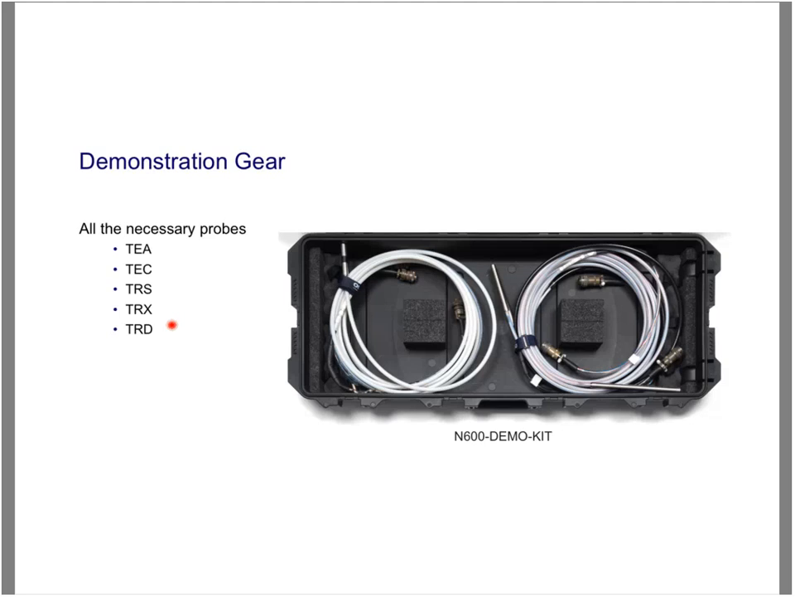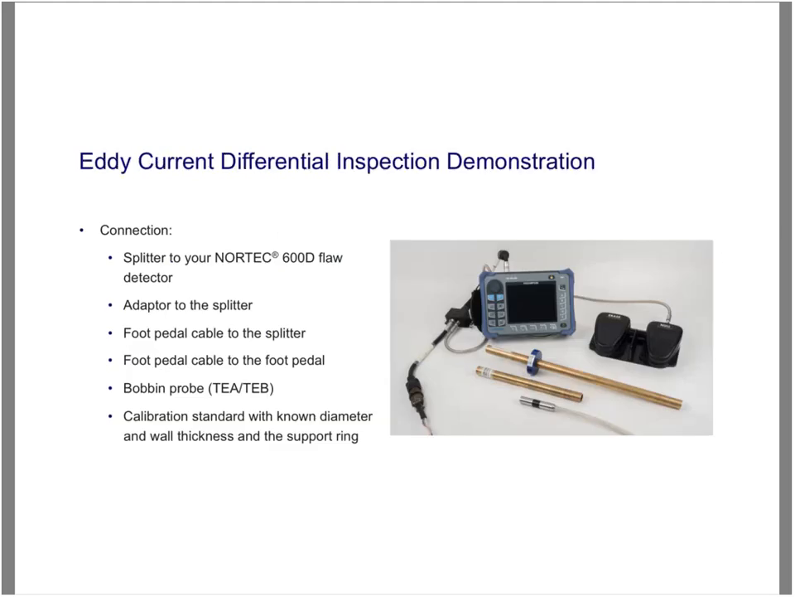So this is what we'll be using today. And the hookup all looks about the same. So first we connect the splitter to the NORTEC. So the splitter is right here. Then we attach the adapter required over here. We attach the foot pedal cable here to the foot pedals. And then we just select the right probe and the right calibration tube. So for differential, we'll be using the differential eddy current tube and with support and a regular TEA probe.